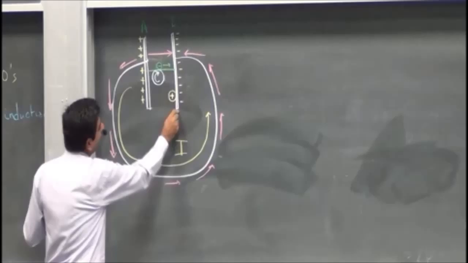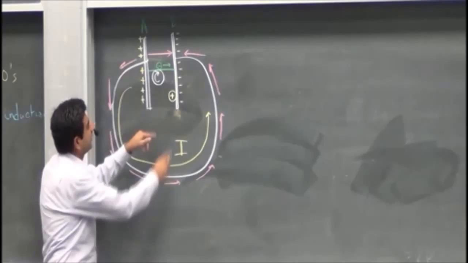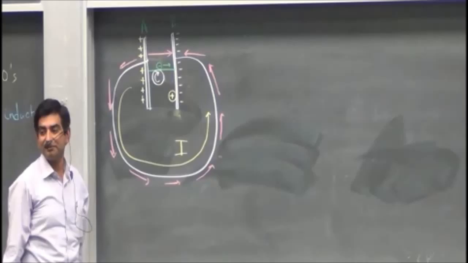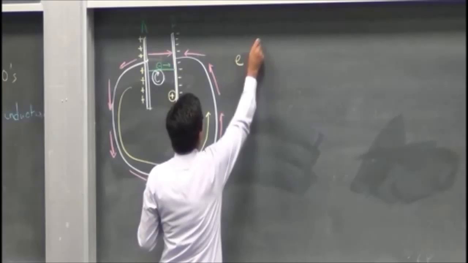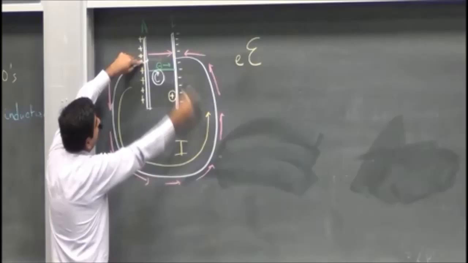Now if you look at this circuit, suppose I take a hypothetical positive charge at point A and I would like to go around the circuit; its potential energy will change. So in going from B to capital A, its potential energy is going up. How much is it going up? It's going up by small e times the EMF of this battery. This is the increase in its potential energy.